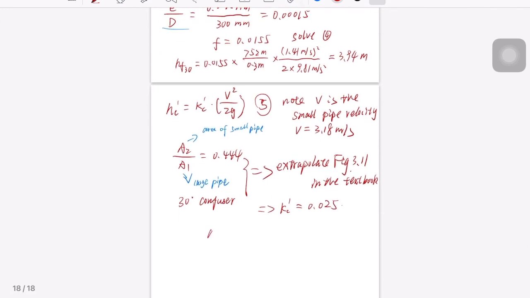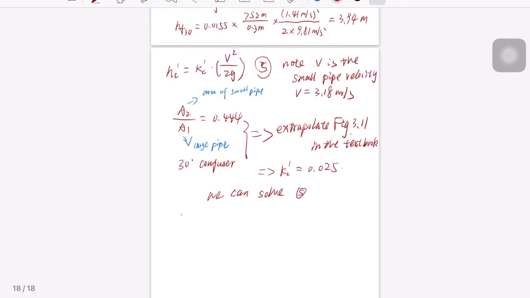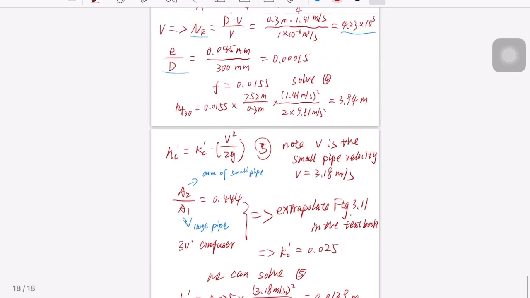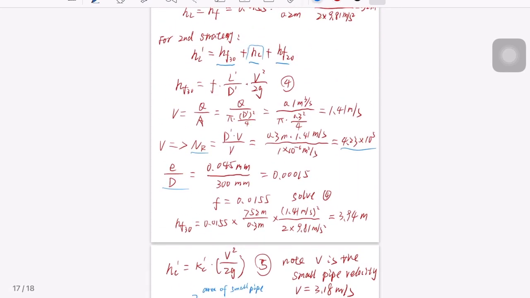Then we can solve equation 5. So the head loss at confuser equals 0.2 times 9 square over 2 times 981. So the value is 0.0129 meter.